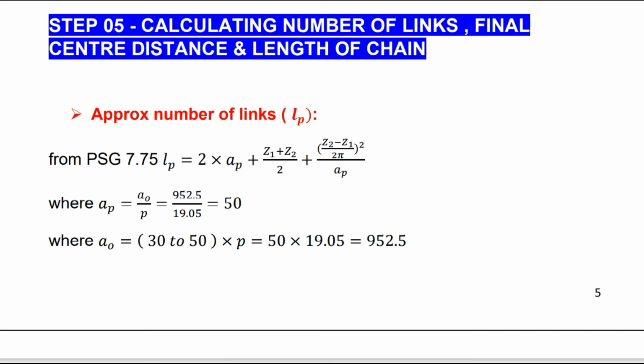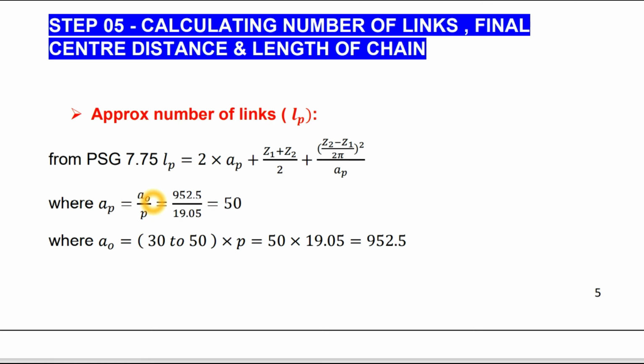Now here, what is AP? AP is the approximate center distance in multiples of pitches. So AP is equal to A0 upon P. This formula you will get on the same page of PSG. Where A0 is the initial assumed center distance and P is the pitch.